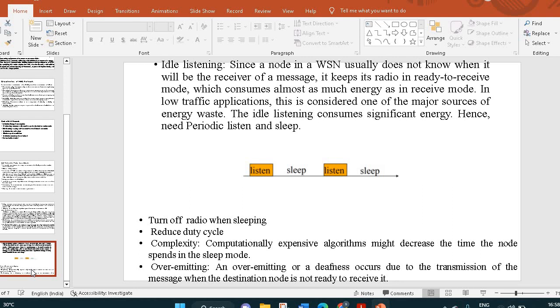Over-emitting, or deafness, occurs due to the transmission of a message when the destination node is not ready to receive it. That's all.